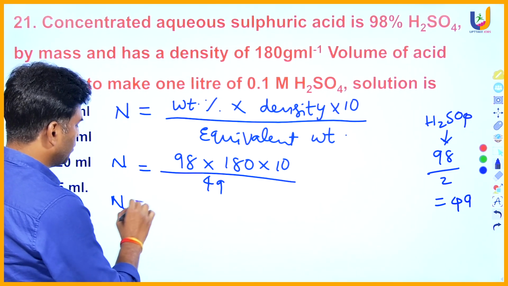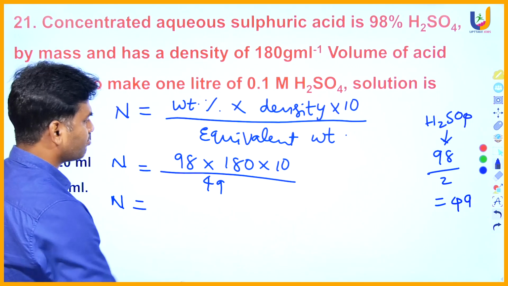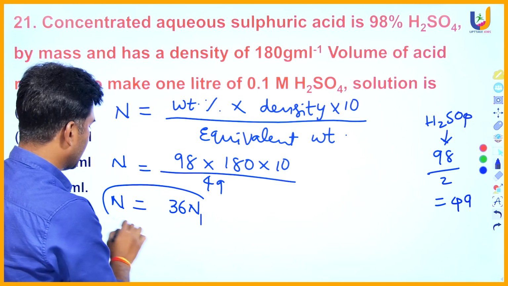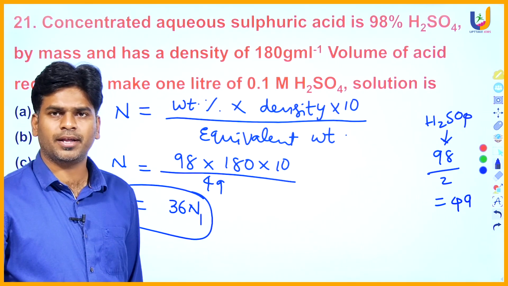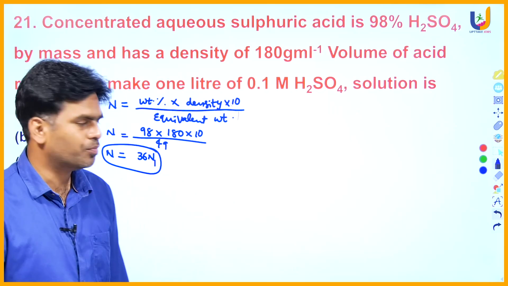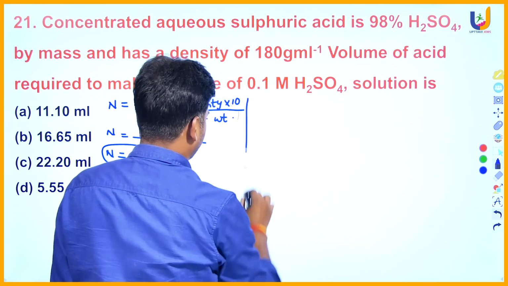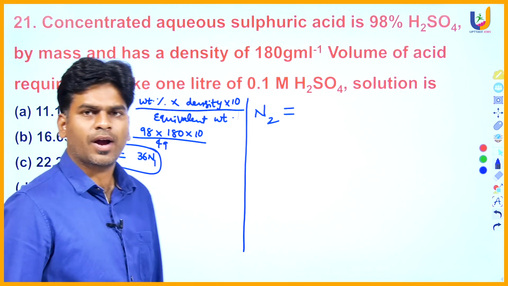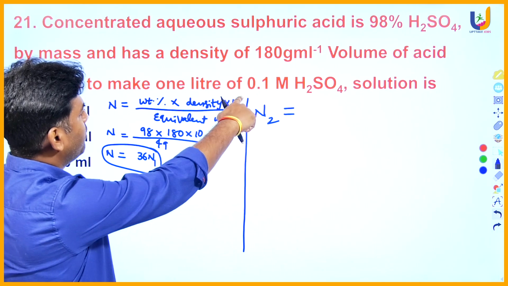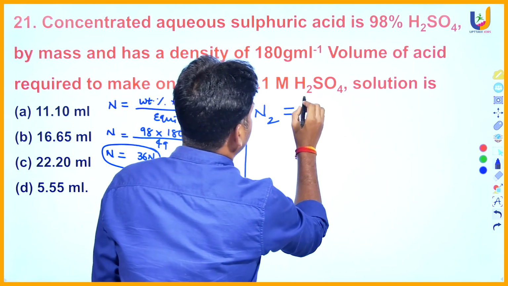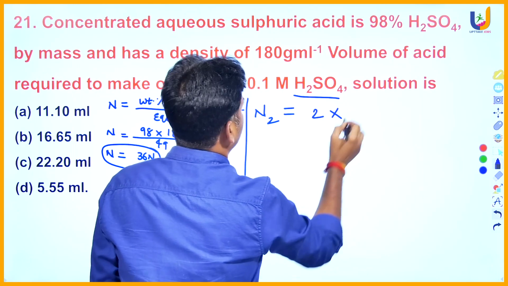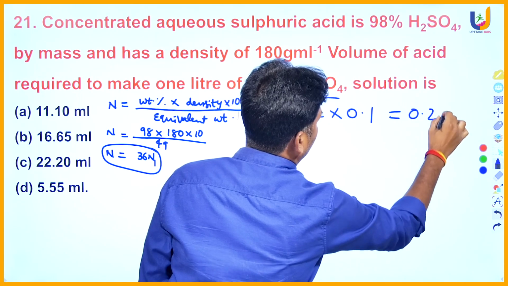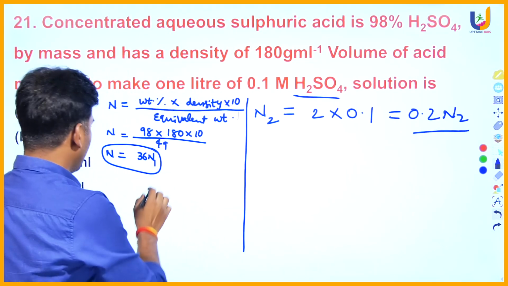So finally we get the normality. After simplifying this, we will get 36 normal. So this is N1, normality 1, children. And next, N2, normality 2, we also need to find. N2 means from the given solution H2SO4, the valency of H2SO4 is 2 into concentration 0.1. So finally N2 is 0.2. So this is N2 and this is N1.